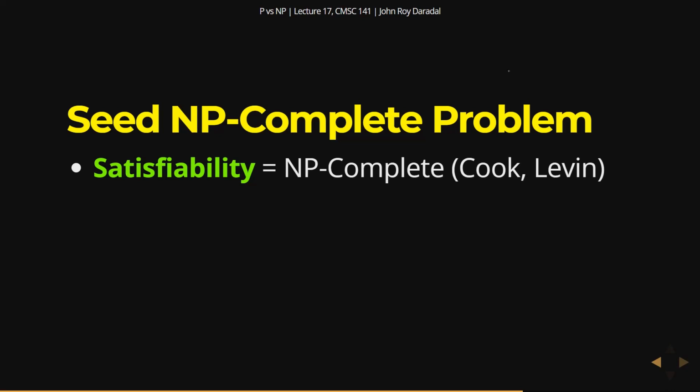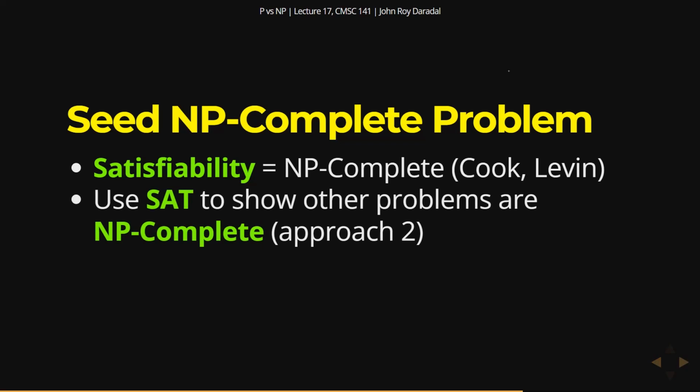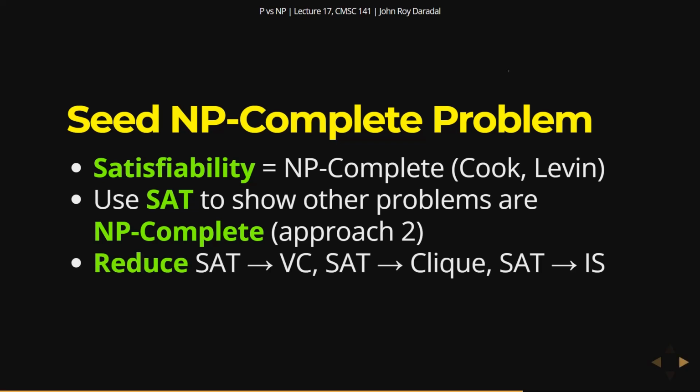Cook and Levin showed that it was NP-complete. So we'll use satisfiability to show that other problems are also NP-complete. So you could use the second approach now. If we could reduce satisfiability to VC, or satisfiability to clique, or to IS, then it was shown that vertex cover, clique, and independent set were also NP-complete.